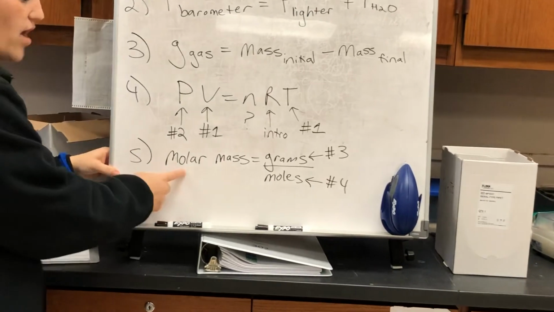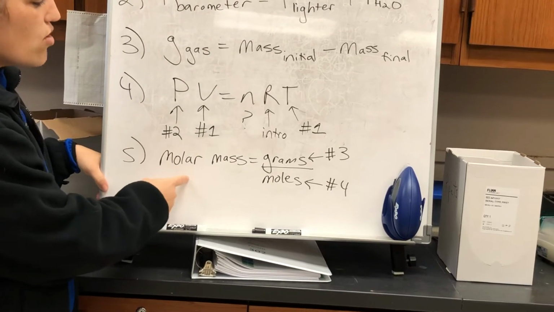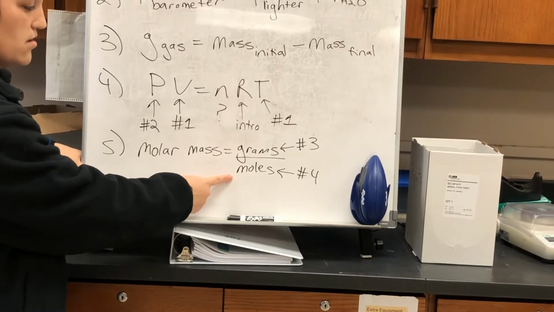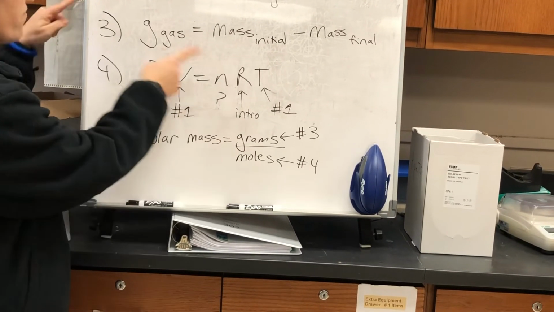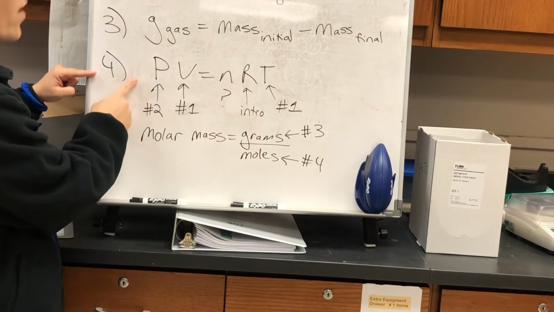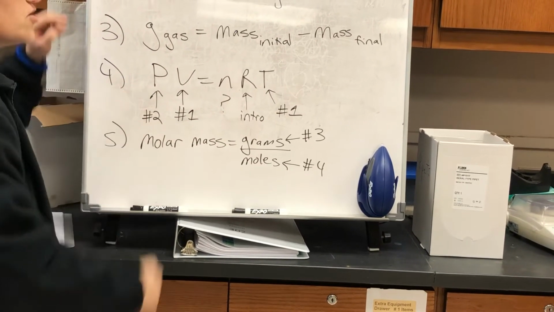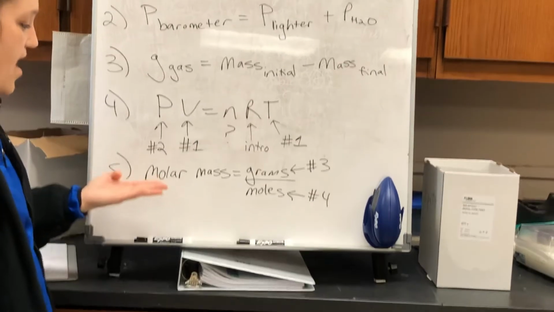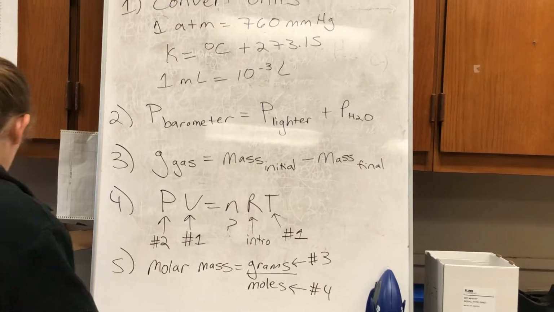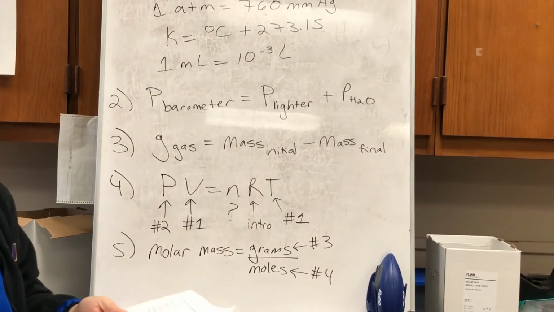Step five is to find the molar mass. The molar mass is the amount of grams of the gas over the amount of moles of the gas. The grams of the gas is what we found in step three. The moles of the gas is what we found in step four. So you should do all of this, and now you have the molar mass for every one of your four trials.